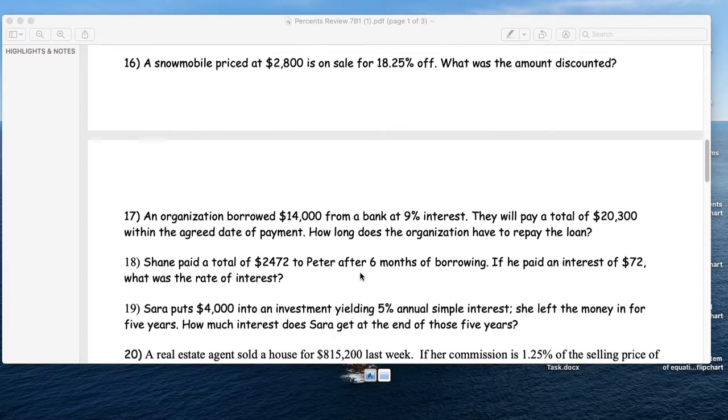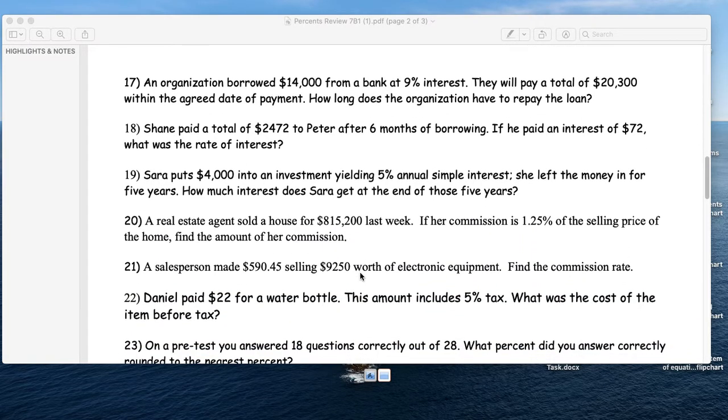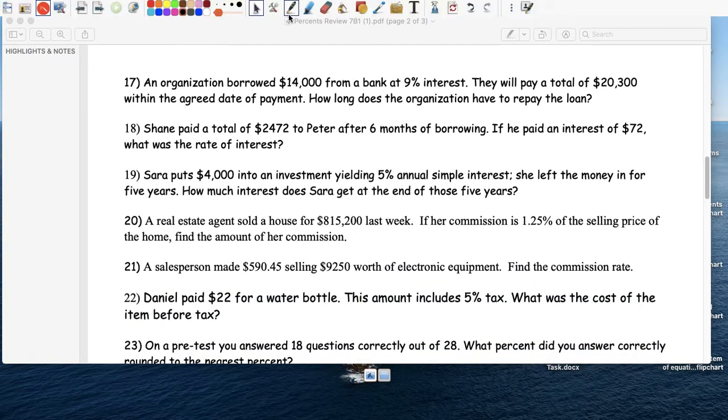Okay, we're getting halfway. What is this? It looks like simple interest, so I equals PRT. So somebody borrowed $14,000 from a bank at 9% interest. They pay a total of $20,300 as the agreed payment. How long does the organization have to repay the loan? All right, so the principal is $14,000. The interest rate is 0.09. T obviously is our unknown.